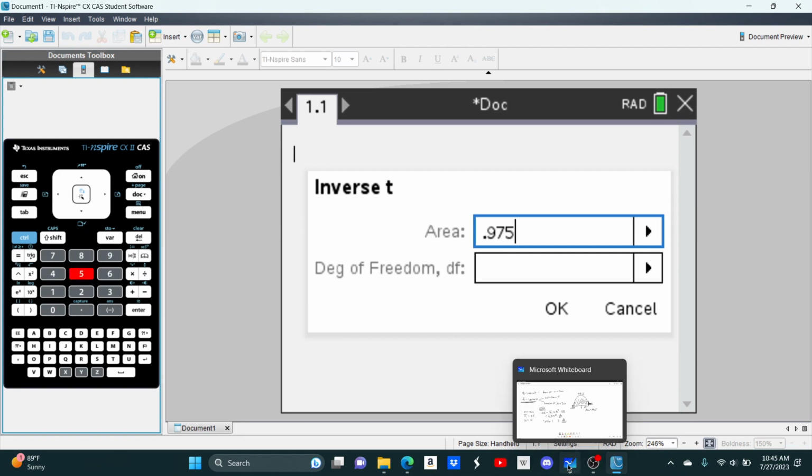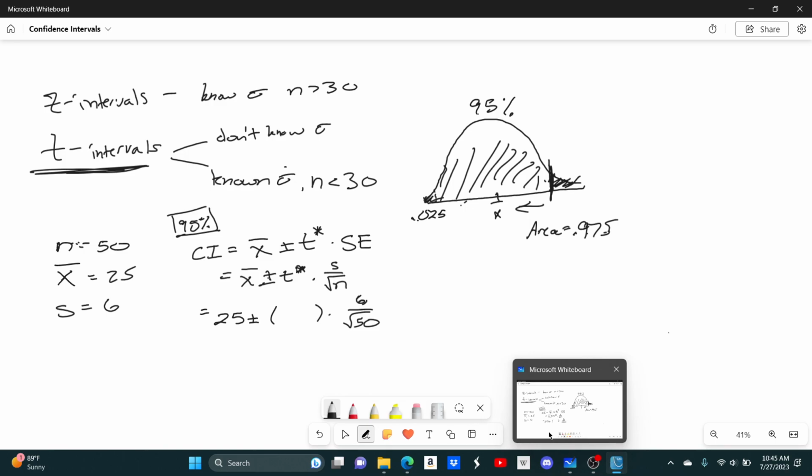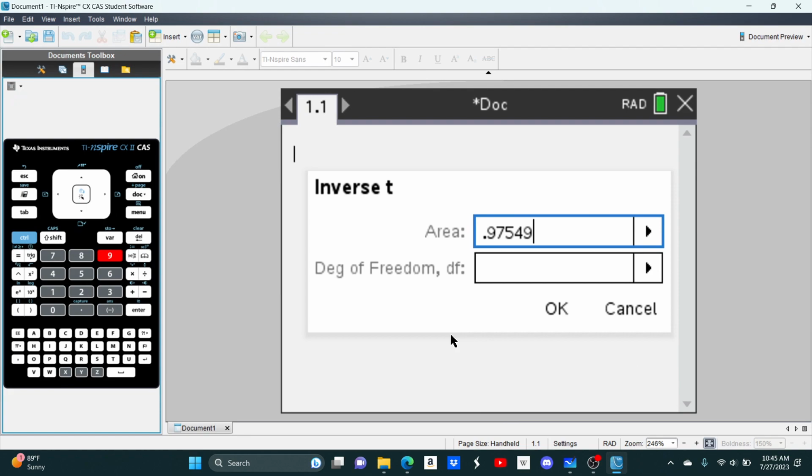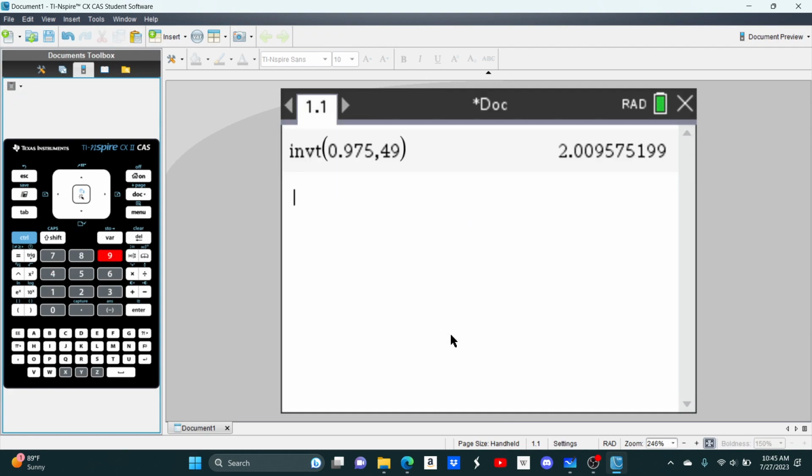What's our degrees of freedom? Well, our degrees of freedom, this is a very easy formula. It's just your sample size minus 1. So that's just going to be, oh, gotta go down. It's going to be 49. So I click OK, and I get this t statistic of 2.01.